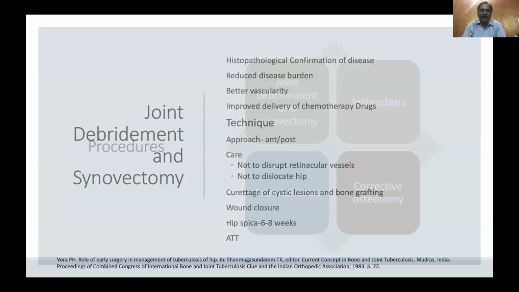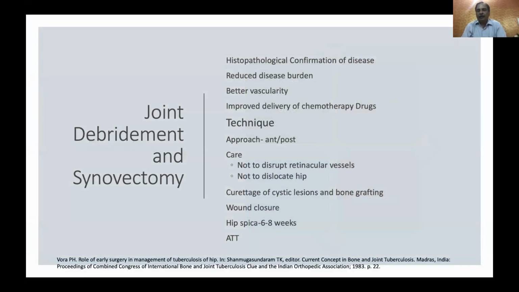The joint debridement helps in many ways. You can get histopathological confirmation of the disease. You can reduce the disease load, the organism load, and get better vascularity. The synovectomy helps in healing, and drugs reach locally. It can help in the correction of deformity because the spasm is taken care of, because the joint becomes less painful, but you take care not to disrupt the retinacular vessels and not to dislocate the joint. And the curettage of cystic lesion and bone grafting can be done, wound closure and hip spica. And this is, like I said, for a stage where the joint is not salvageable.